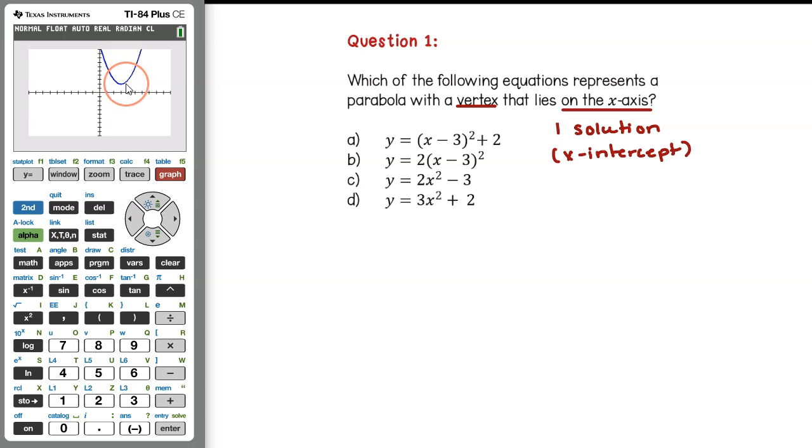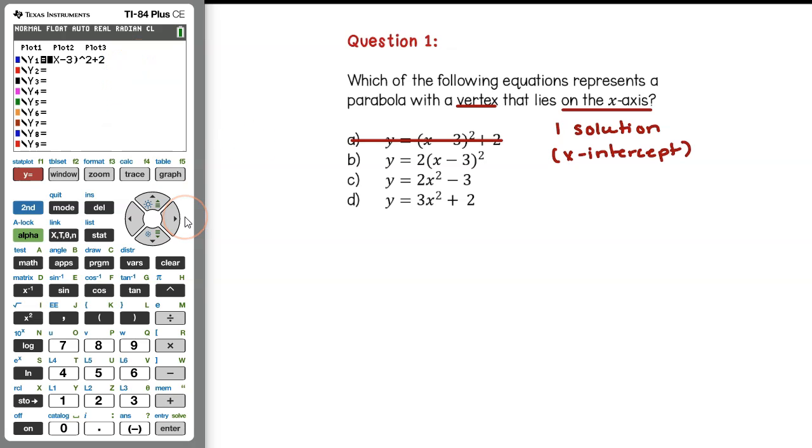I notice that the vertex, or the lowest point, does not come in contact with the x-axis, so this is not the answer to this particular question. In fact, this particular function has no real solutions. There are no x-intercepts. Let's move on to the second function. Instead of erasing each function as we go, I'm going to graph each of our answer choices simultaneously. That way we're able to see a comparison between each of our answer choices.